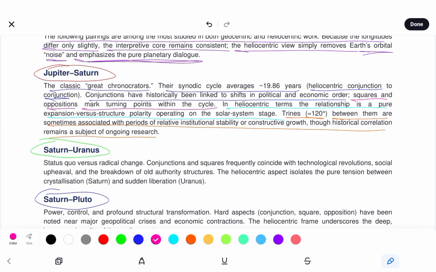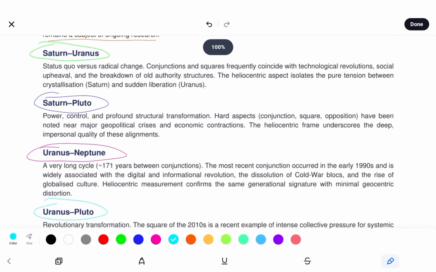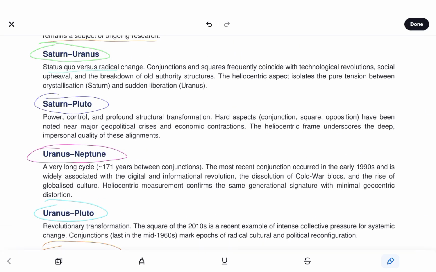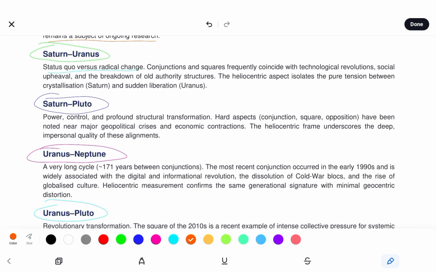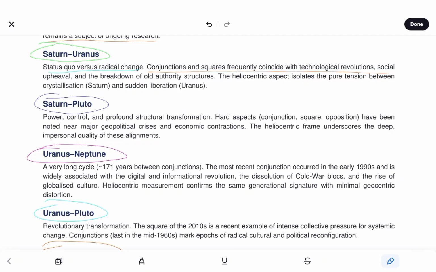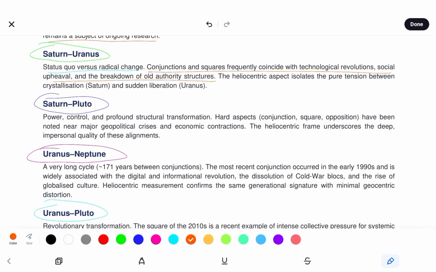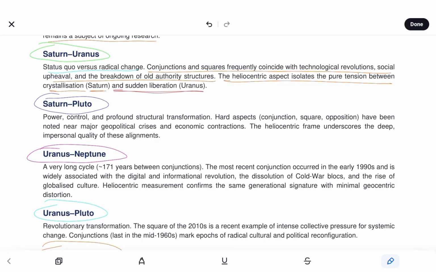But I'm here to teach astrology. Let's continue. So Saturn, Uranus: status quo versus radical change. We see conjunctions and squares frequently coincide with tech revolution, social upheaval, and the breakdown of old authority structures. The heliocentric aspect isolates the pure tension between crystallization, Saturn, and sudden liberation, Uranus.